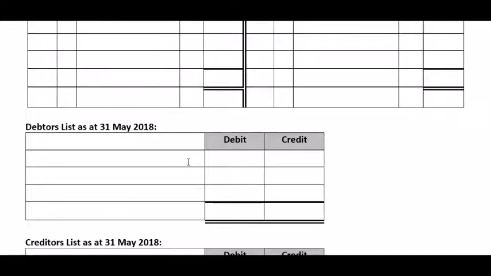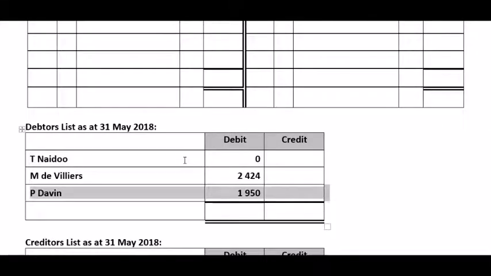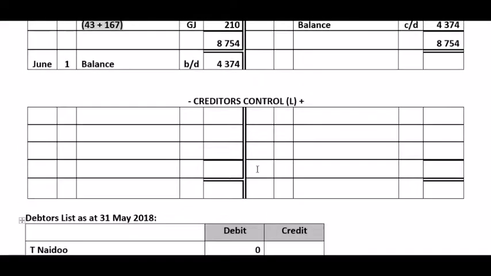Okay, so to compile your debtors list, remember you take the closing balance of every debtors account. So in other words, the last updated balance. T. Naidu didn't owe us anything because we wrote his account off. M. de Villiers owed us 2,424. P. Darwin, 1,950. And therefore, this 4,374, the total of our debtors list, is the same as our balance brought down in debtors control.